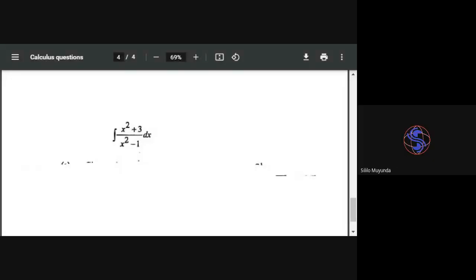I think we're done with this question. Then the other question is: find the integral. I don't even know how you read this thing. Is it find the integral? What's the question? Find the integral of the fraction x squared plus 3 over x squared minus 1.